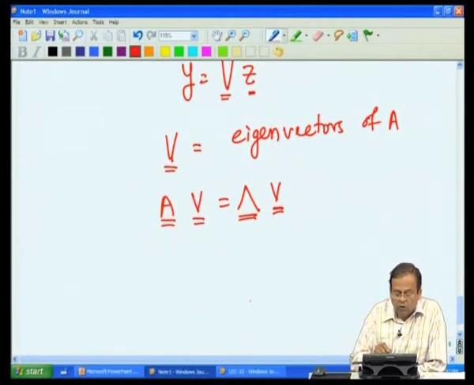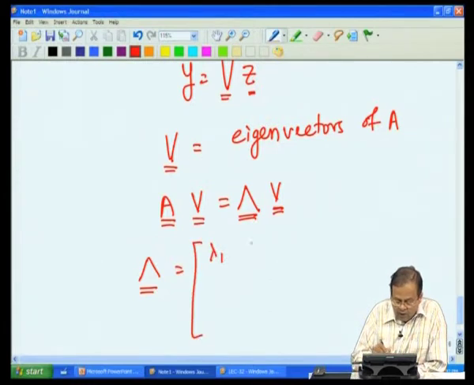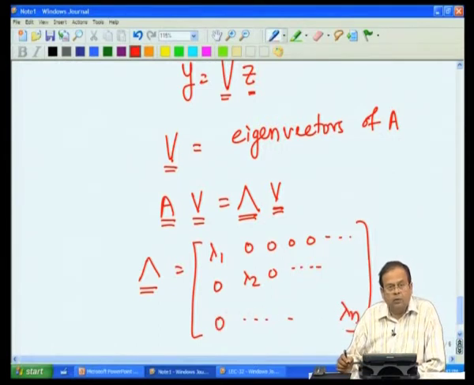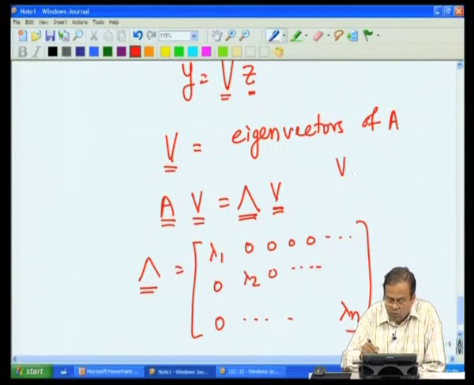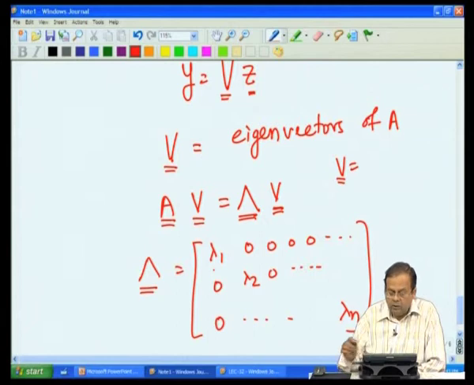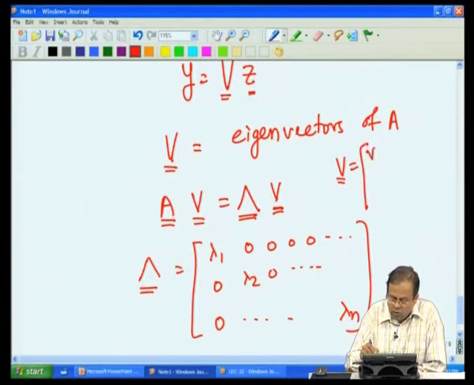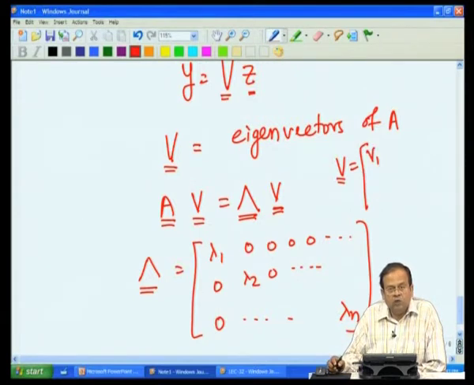where what is the matrix lambda? Lambda matrix is a diagonal matrix of eigenvalues lambda 1, lambda n. And what is this vector V1? So, lambda 1, lambda 2, lambda n represent n eigenvalues of this Jacobian matrix A. Then V1 is the eigenvector corresponding to eigenvalue lambda 1.